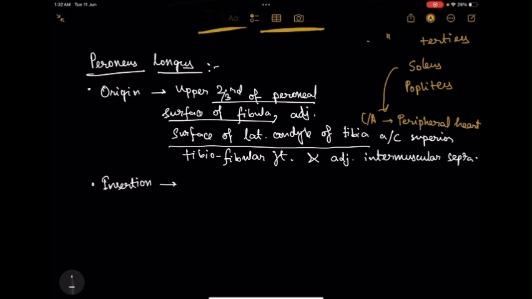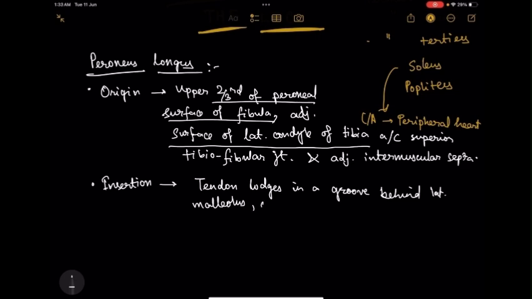Tendon lodges in a groove behind lateral malleolus. Then from there it goes downwards and forwards, lodging in a separate groove below the peroneal trochlea of calcaneus, and then goes and lodges behind. Okay, you don't need to be so specific. Behind calcaneus bone. Finally you can say that it is inserted on the base of the first metatarsal and medial cuneiform bones.